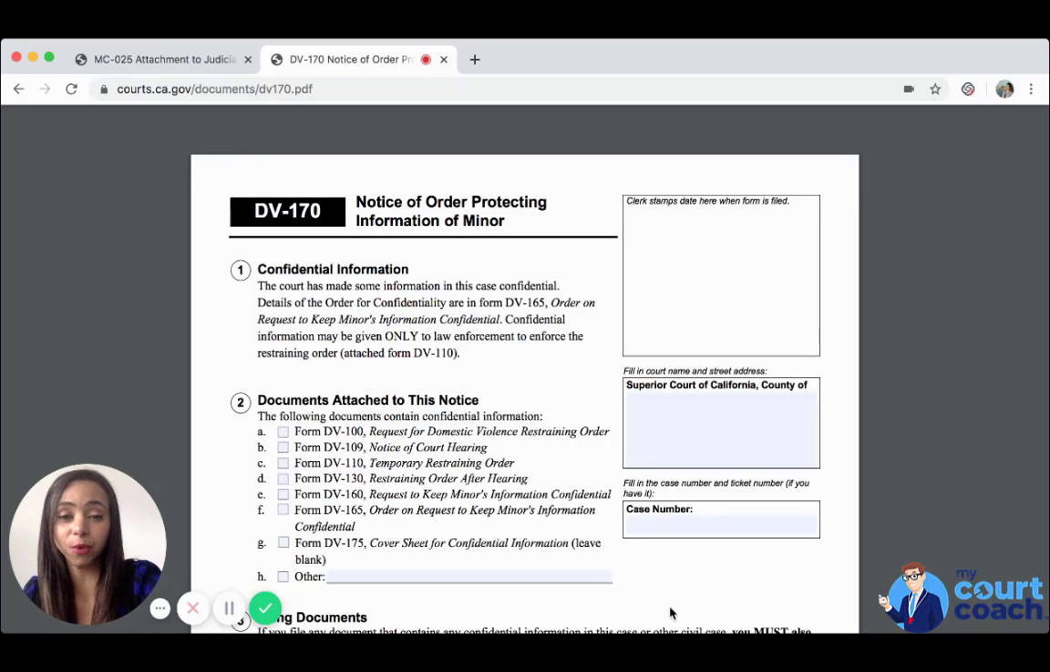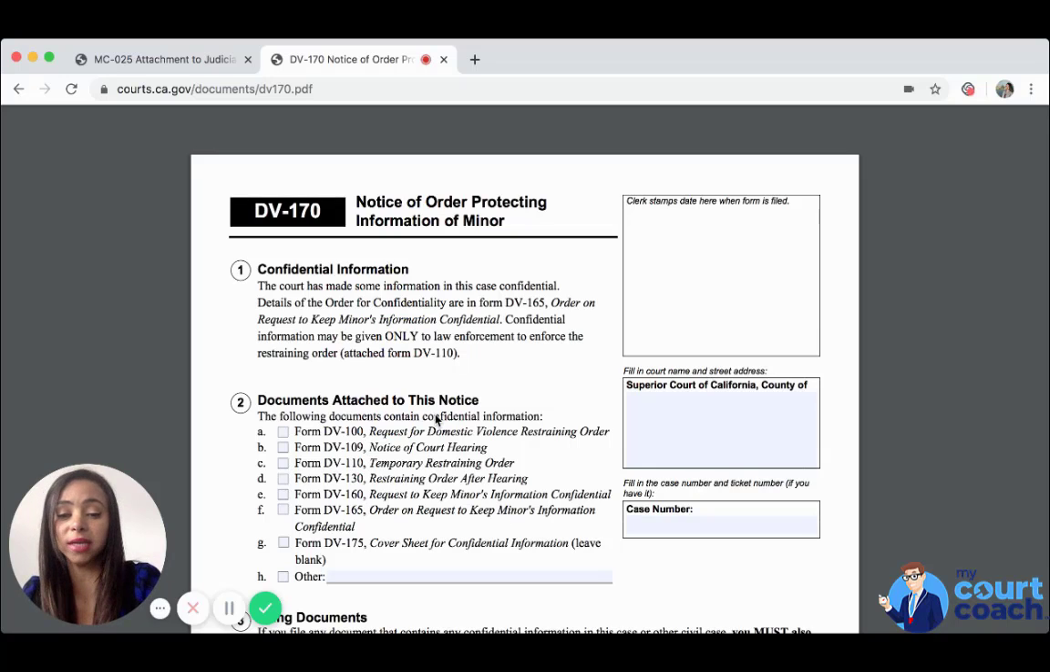I'm Jalen and I'm going to be your instructor as we talk about Form DV-170, Notice of Order Protecting Information of Minor. Now, the reason why it's called Notice of Order is because there is already an existing order protecting the confidential information of the minor. So this is supposed to put anybody on notice that has these files in their hand that there is an order protecting the information of the minor child.